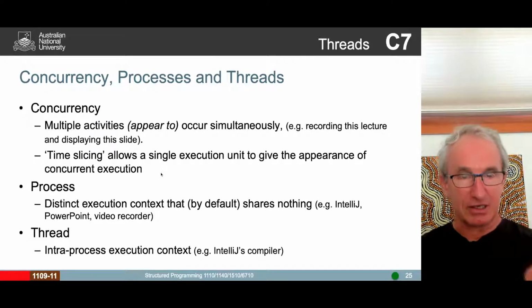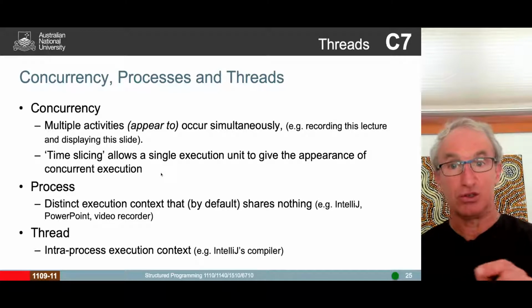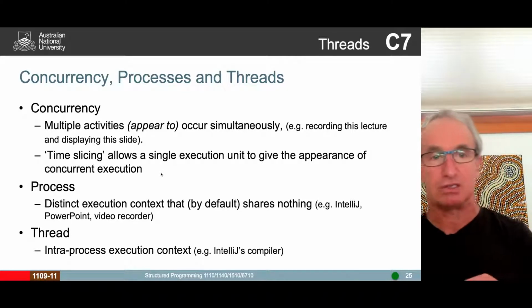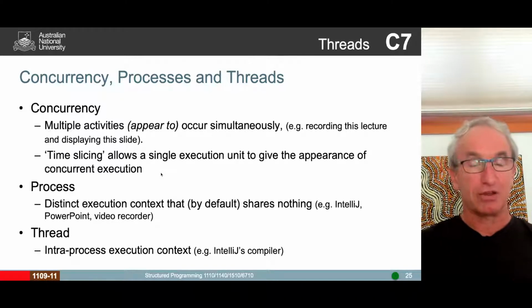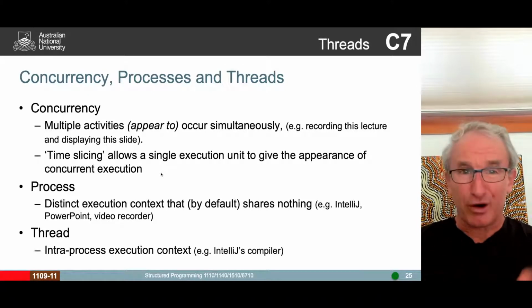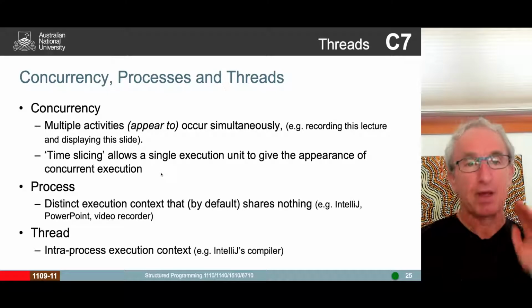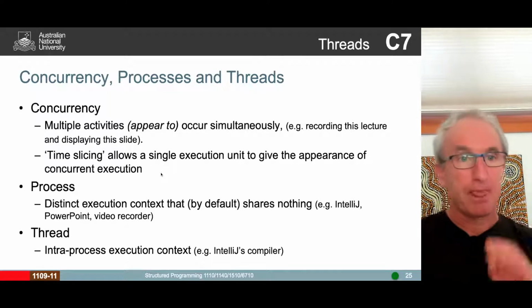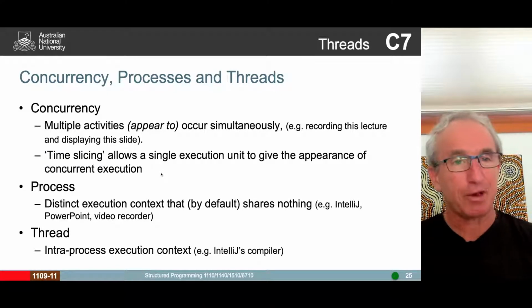Time slicing, and this is the answer to the first question, allows a single execution unit to give the appearance of concurrent execution, okay? So it can look like there's concurrent execution when there's actually only one resource. That's like a single worker in the shop changing jobs all the time, just running around and doing all the different jobs, like the 7-Eleven example.